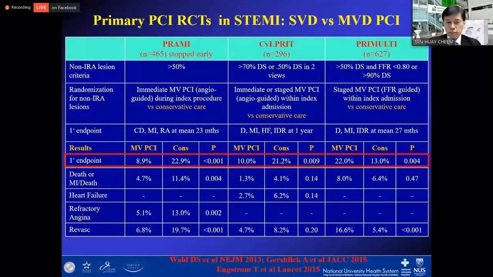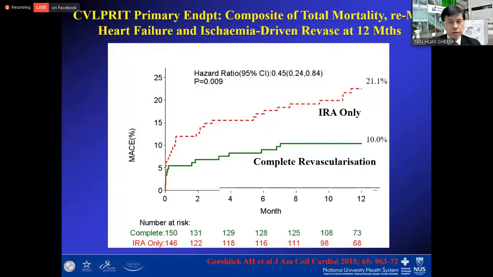There was a consistent finding of a reduction in terms of ischemic endpoints, both hard as well as soft. Hard endpoints like death and myocardial infarction, and soft endpoints like a reduction in ischemia-driven revascularization. So when we look at the CvLPRIT trial specifically, looking at a composite at 1 year, there was a significant reduction of total mortality, reinfarction, heart failure, and ischemia-driven revascularization in the complete revascularization group.